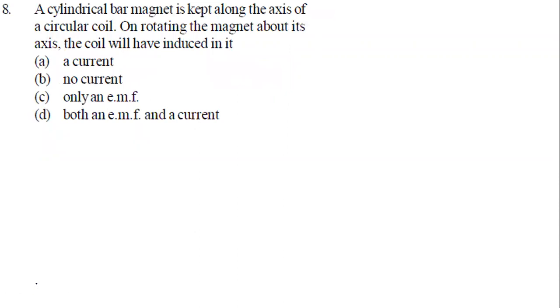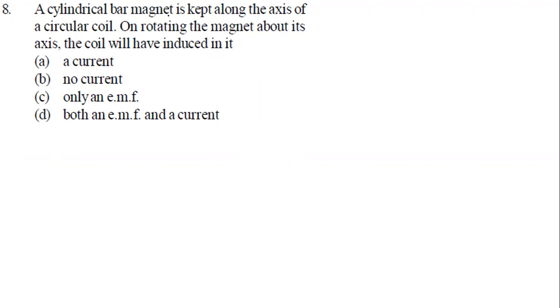Look at question number 8. A cylindrical bar magnet is kept along the axis of a circular coil. On rotating the magnet about its axis, the coil will have induced in it: current, EMF, or both. So let us have a small idea. Look at the diagram now.